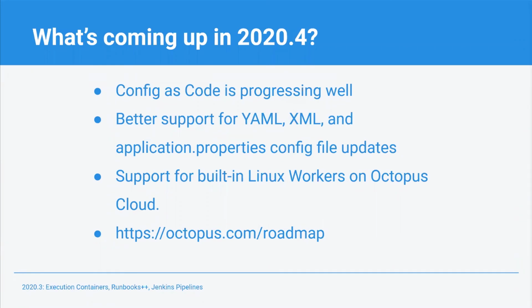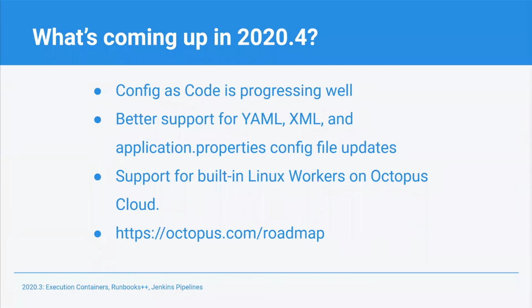Also, we have better support for our different application config files. We already have really great support for our .NET developers and their application config files and web configs and things like that. But we're just making sure things are going to be really working well for YAML files, XML, application properties files. It's really bringing things up to an equal level for our Java developers and things like that.